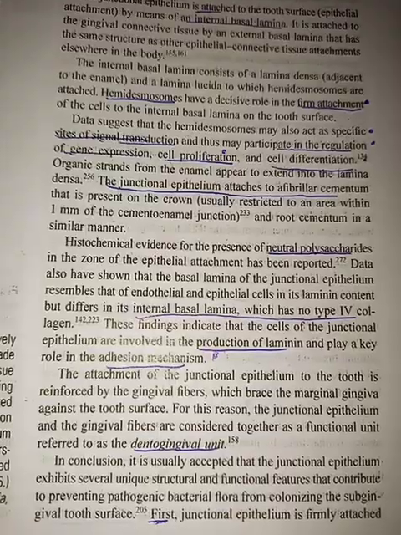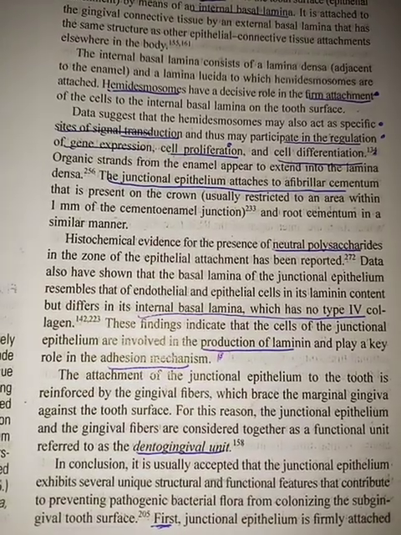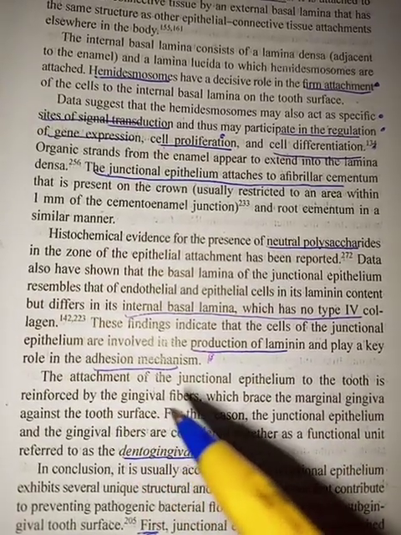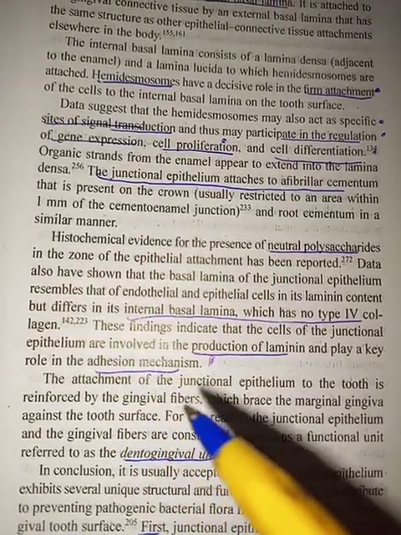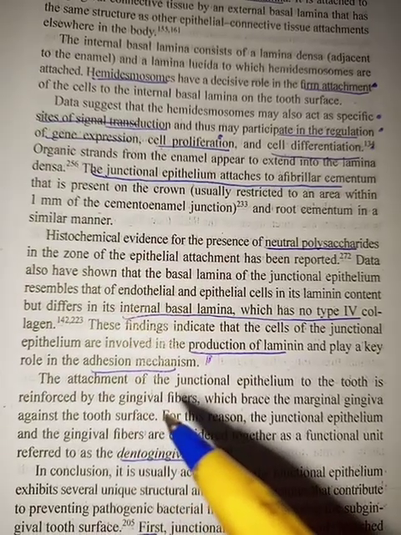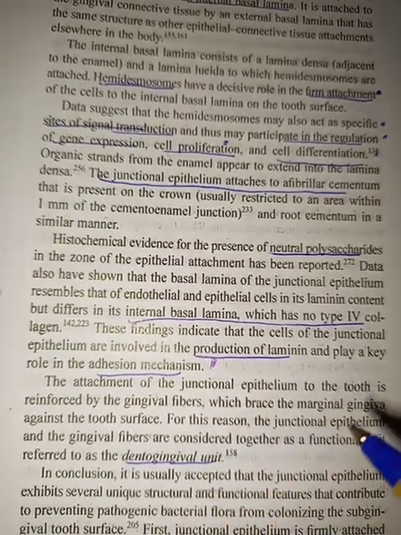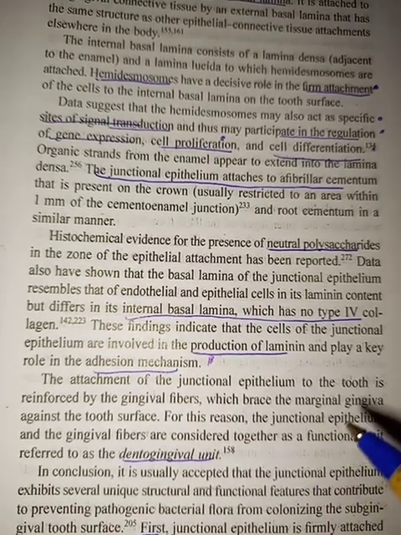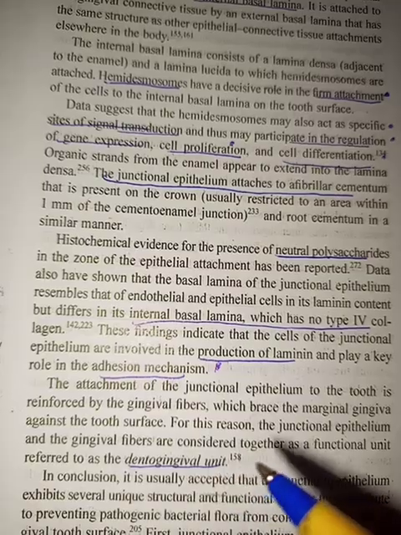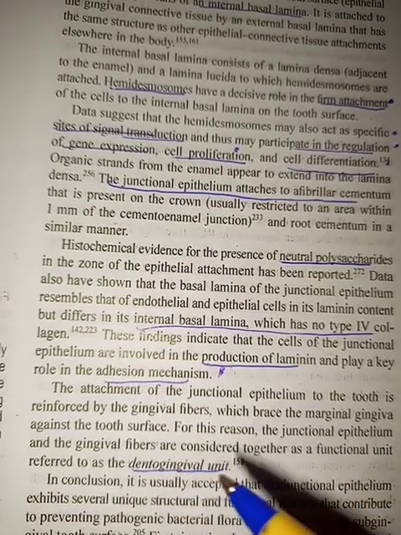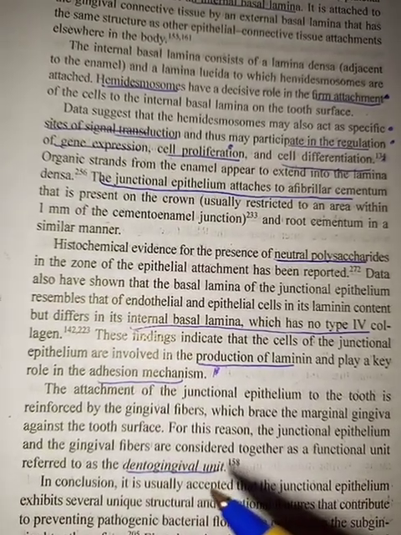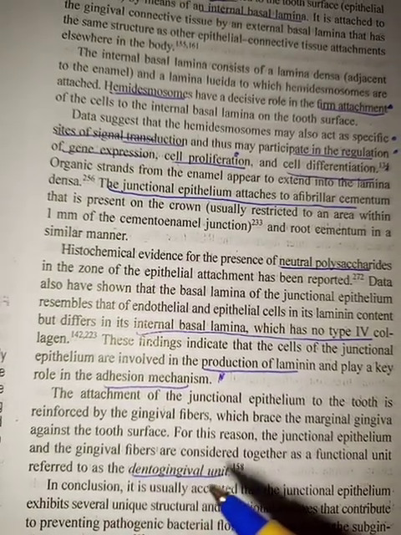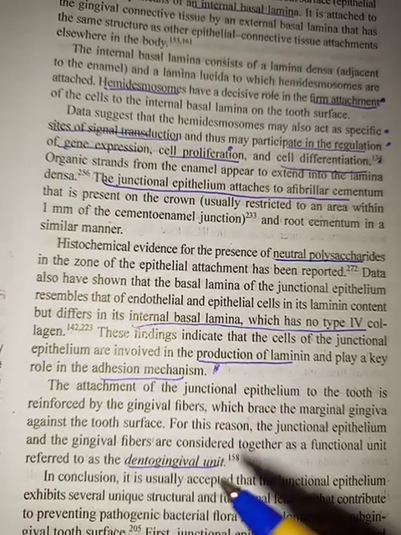The attachment of the junctional epithelium to the tooth is reinforced by gingival fibers, which brace the marginal gingiva against the tooth surface. For this reason the junctional epithelium and the fibers are considered together as a unit, the dento-gingival unit. When you combine the junctional epithelium and gingival fibers together, it is the dento-gingival unit.